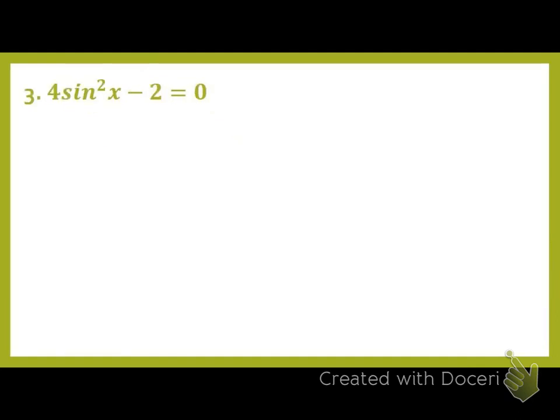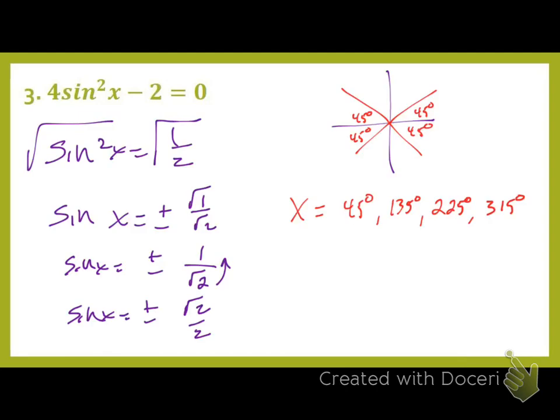One more here for you to try. So try that guy, stop the video, work it out, then you can start it back up and check to see if you're getting this. All right, so there you go. Did you get 45, 135, 225, and 315? Okay, hopefully you did. If not, make sure you find some time to come in and we'll sit down and go through it. Okay, so that's how we can use the square root method.